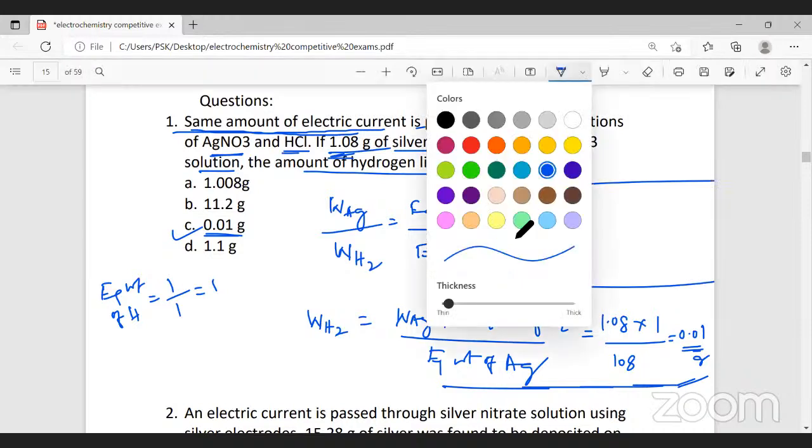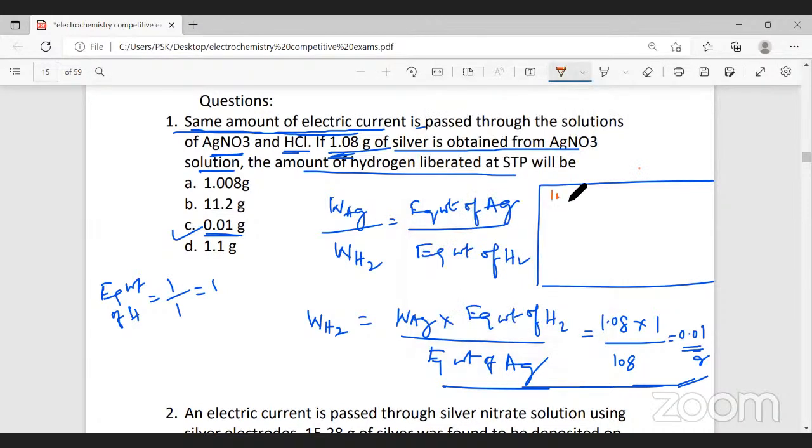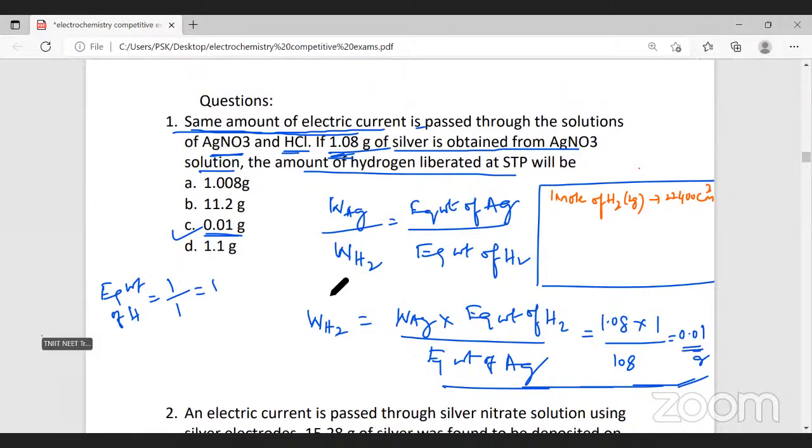Now for this, we know that 1 mole of hydrogen, that is 2 grams, occupies 22,400 centimeter cube. That's called the molar volume. Volume occupied by 1 mole of a gas is 22,400 centimeter cube. But we know the equivalent mass of hydrogen is 1. So 1 mole of hydrogen is 2 grams. So 1 gram of hydrogen will occupy what volume? Half of it, 11,200 centimeter cube. Understood or not?